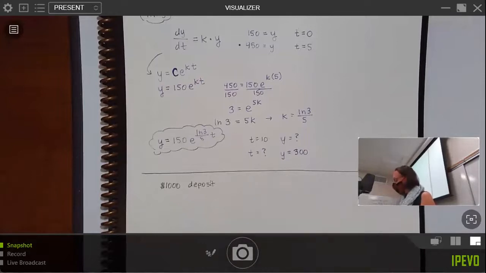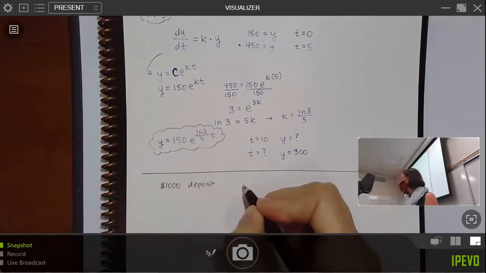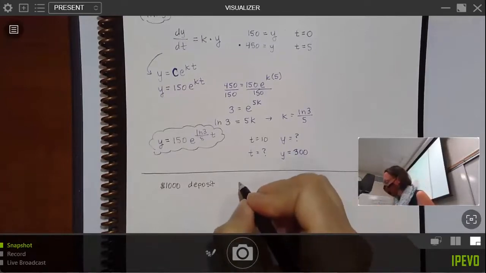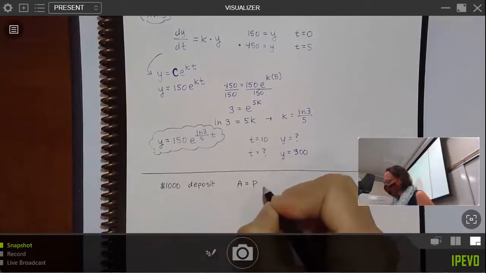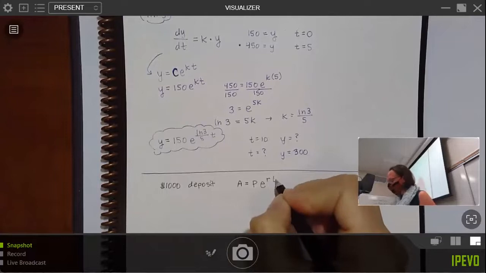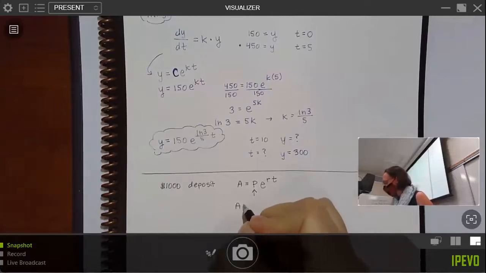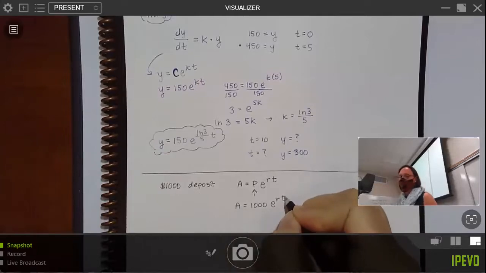So typically when we're talking about money, you actually could use the same letters, y equals C e to the KT, but for compound interest, we usually write this as the amount in the account is the principal times e to the RT. That principal is your initial deposit. So in this case, this would look like A is equal to 1,000 times e to the RT.